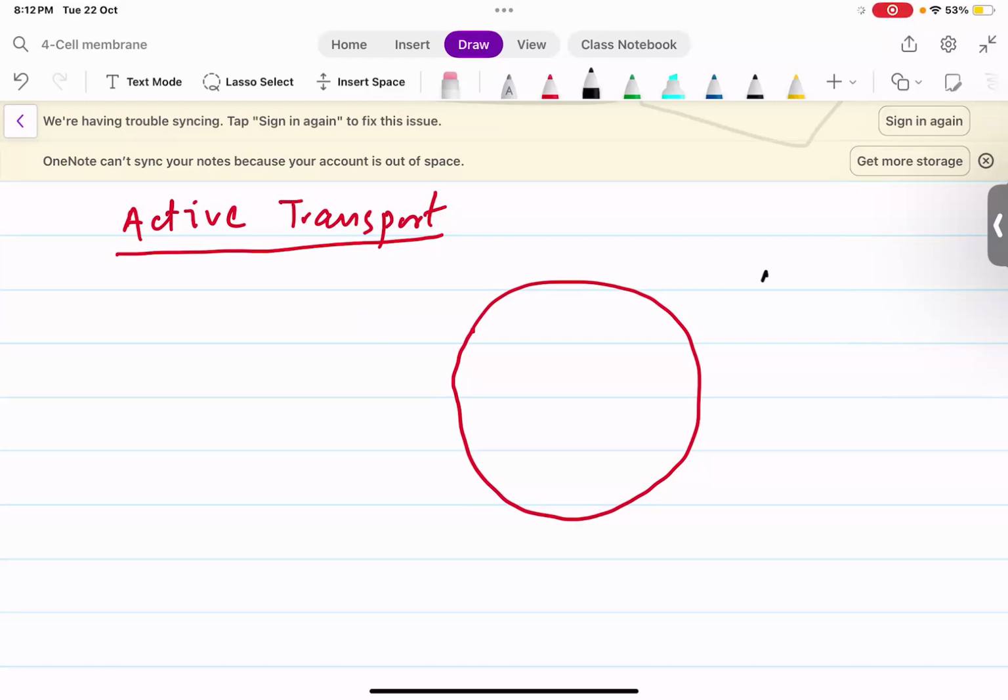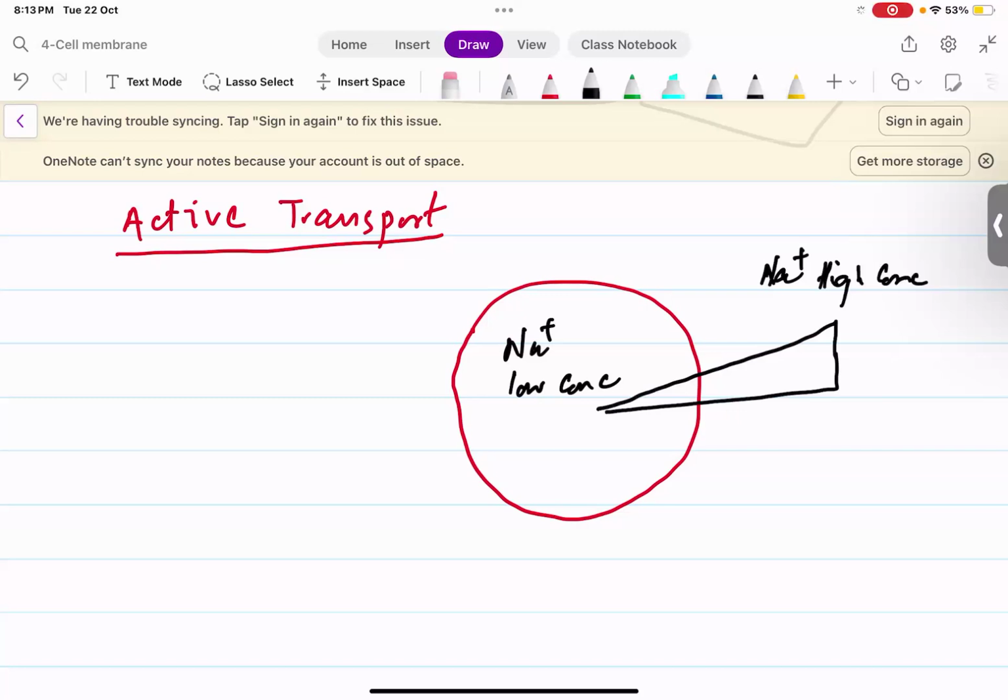sodium ions outside and sodium ions inside. For example, it is high concentration of sodium ions on outside. We can simply write high concentration on outside and low concentration on inside. So this would establish a concentration gradient like this: high concentration on outside and low concentration on inside.